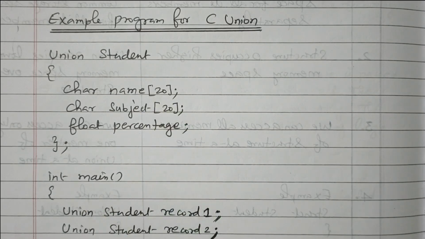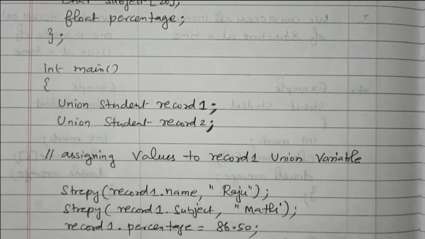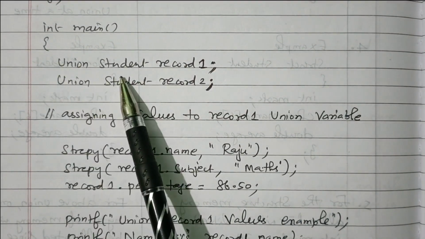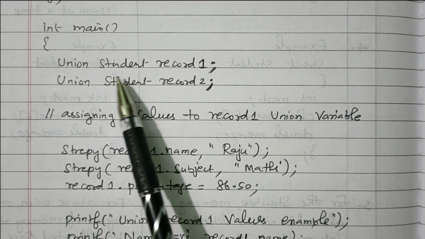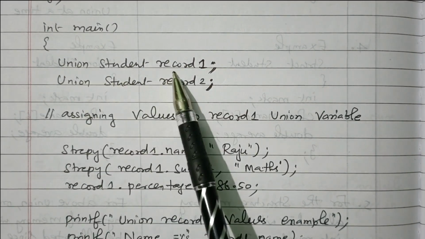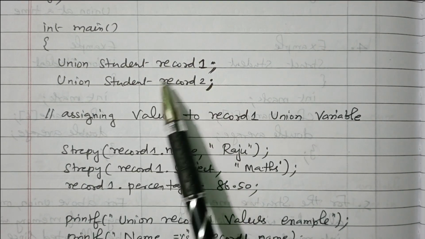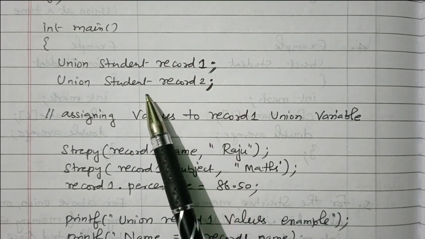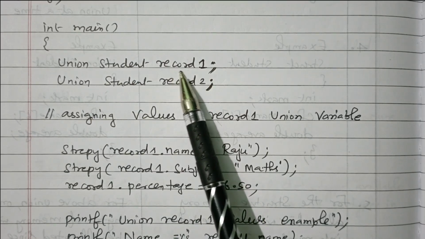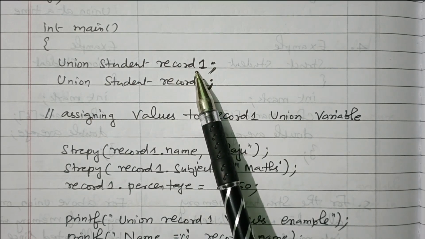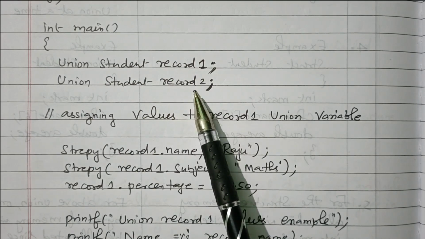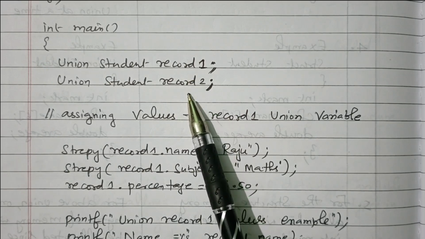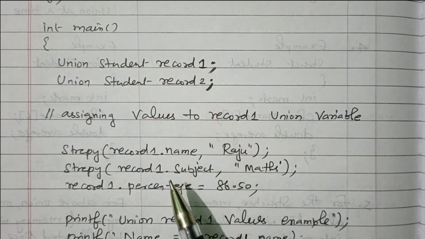Now we can start the main program. int main, open the brace. Then we create the union variables. Union student record1 is the first variable. Union student record2 is the second variable. In record1 we can store one student's data, and in record2 we can store the second student's data. Record1 and record2 refer to the 2 sets of student data.